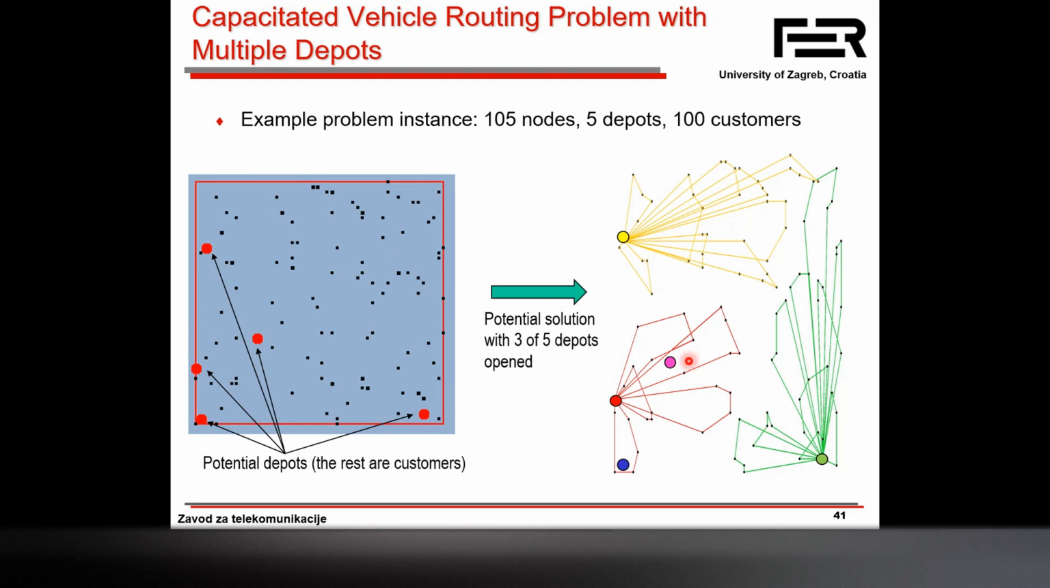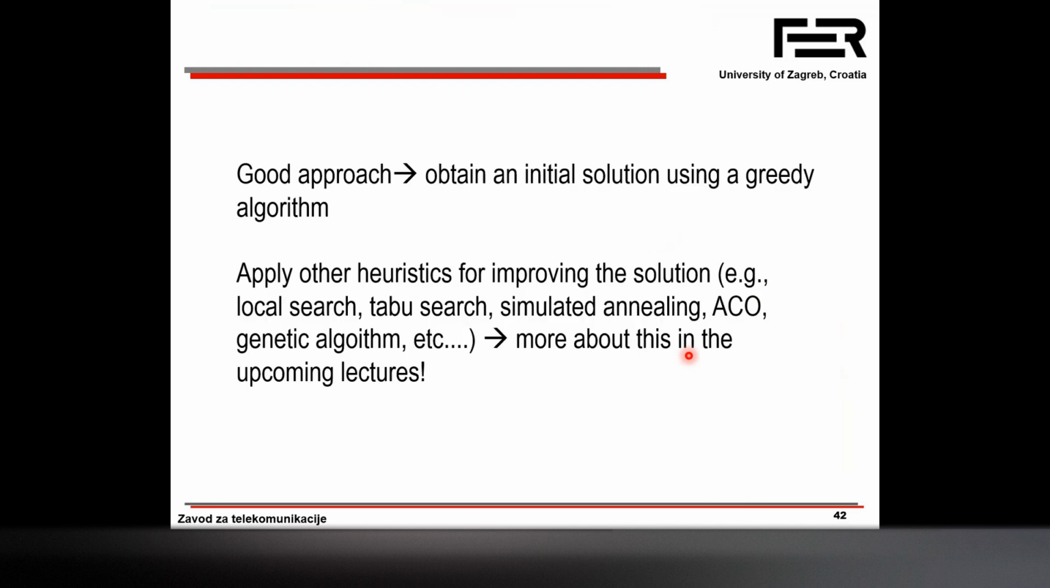Okay, so that was the project. What I actually wanted to illustrate here is how we could use greedy algorithms in this context. A good approach would be to find an initial solution using a greedy algorithm, and then apply other heuristics for improving the solution, such as, and these are things that we will get to in the coming lectures, local search, taboo search, simulated annealing, ant colony, genetic algorithms, and so on.